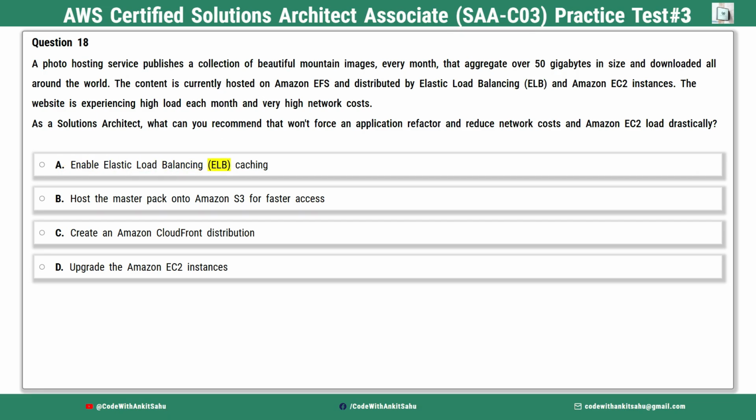Option A. Enable Elastic Load Balancing, ELB, caching. Option B. Host the master pack onto Amazon S3 for faster access. Option C. Create an Amazon CloudFront distribution. Option D. Upgrade the Amazon EC2 instances.